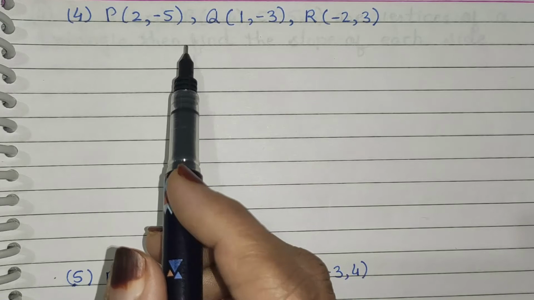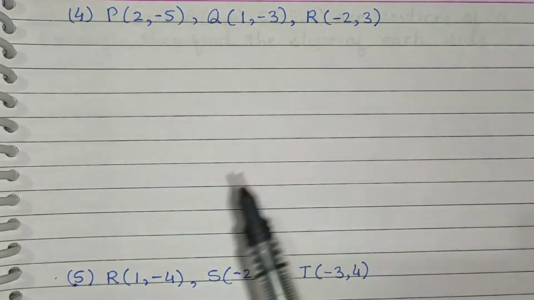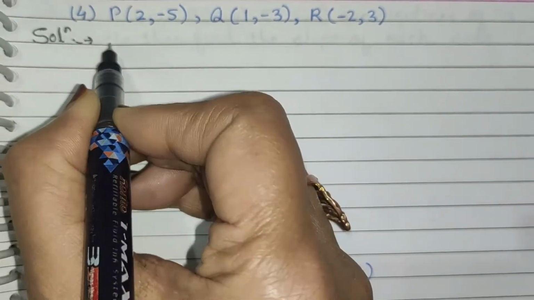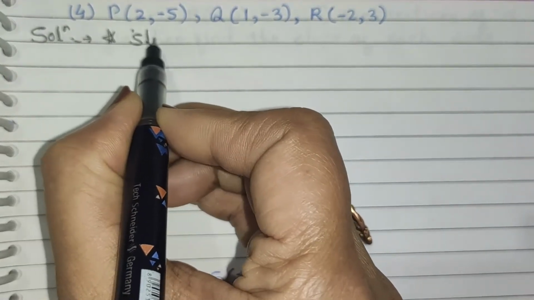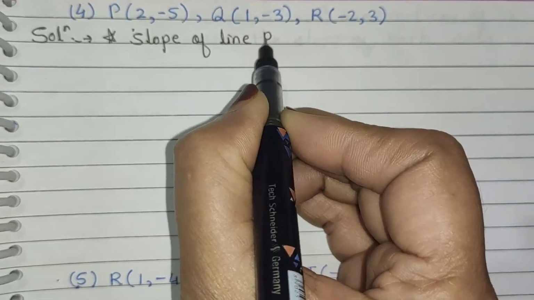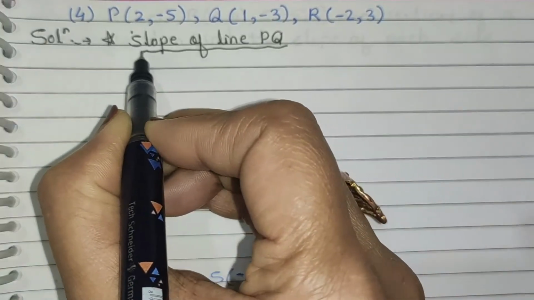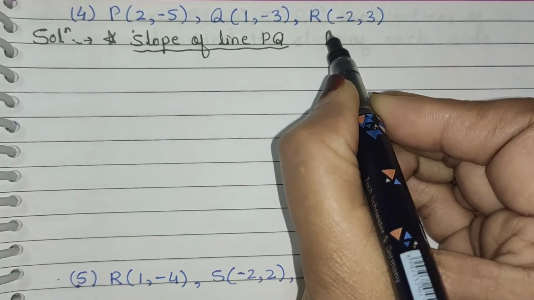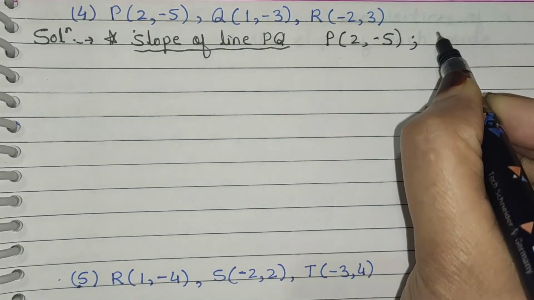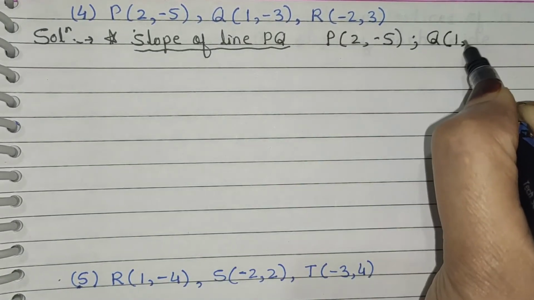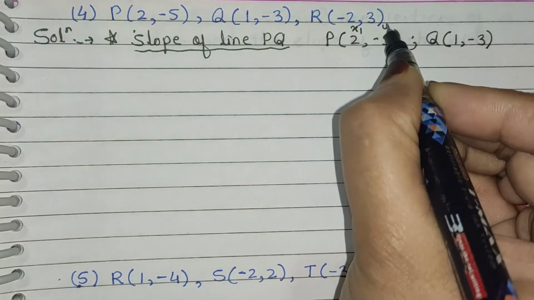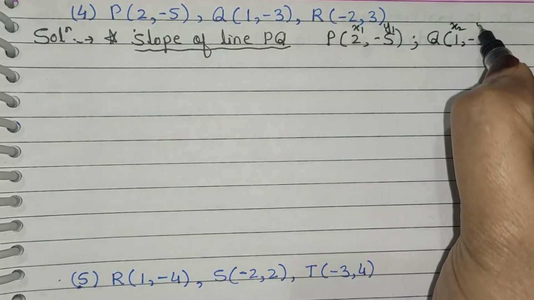In this question also, determine whether the points P, Q, R are collinear or not. Therefore, first slope of line PQ. Now for slope of line PQ, write down the coordinates of point P are (2, minus 5) and the coordinates of point Q are (1, minus 3). Let us consider the coordinates are x1, y1 and here x2, y2.